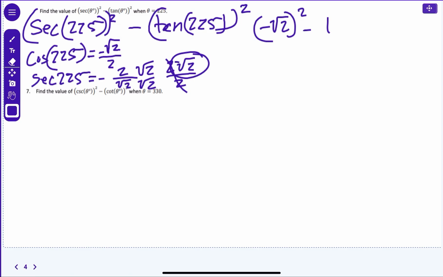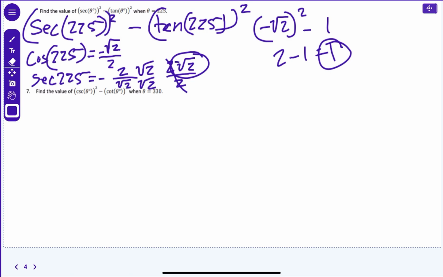Okay, so what is that? Well, what's the negative square root of 2 squared? Well, that's just going to end up getting rid of our negative, getting rid of our square root, and leaving us with 2 minus 1, and that's going to equal 1. Okay.